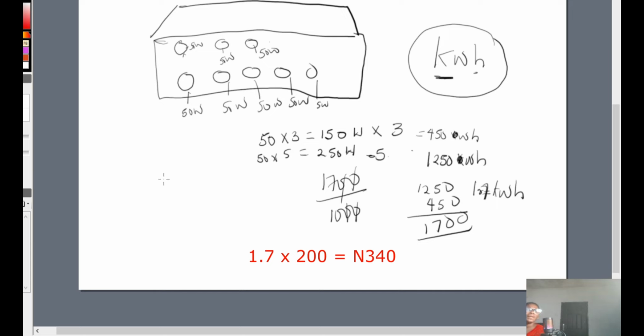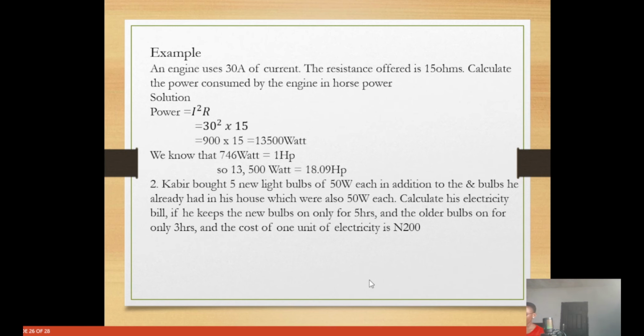We will now multiply by the amount. This is 200 per unit. So it will be 1.7 multiplied by 200. That is all about that.